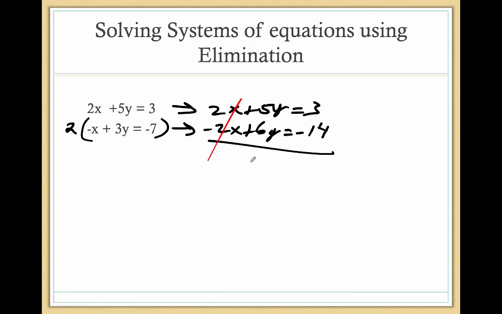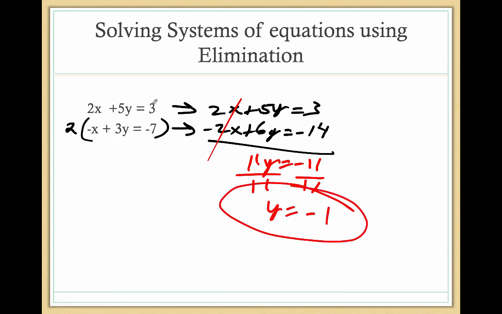These ones go away. I get 11y equals negative 11, and quickly I get y is negative 1. So where do we want to sub? You can sub into either equation. I'm probably going to take it up into that top one. I don't know why, just because I feel like that's a good place to go.